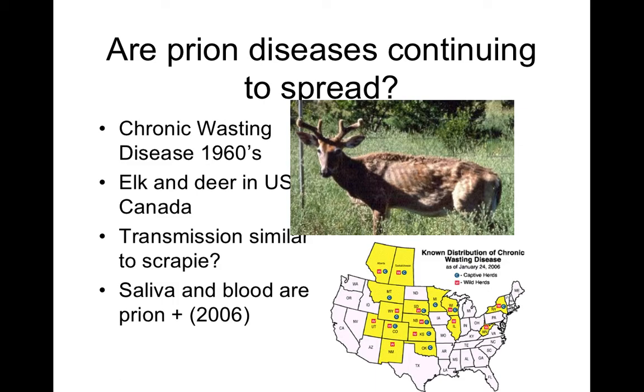And it's thought possibly transmission is similar to scrapie, right? So an ingestive form. You can see why it's called chronic wasting disease. So here's a deer that's wasting away, right? And again, all that destruction going on in the brain. They found the CWD, chronic wasting disease prion, in the saliva and blood of infected deer and elk. So we think it started in Colorado.